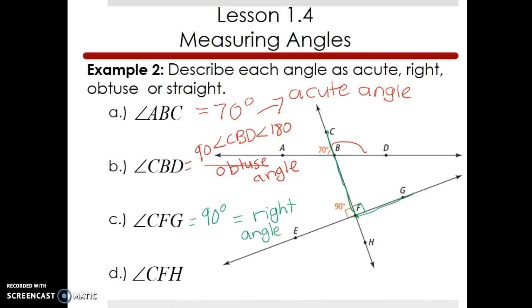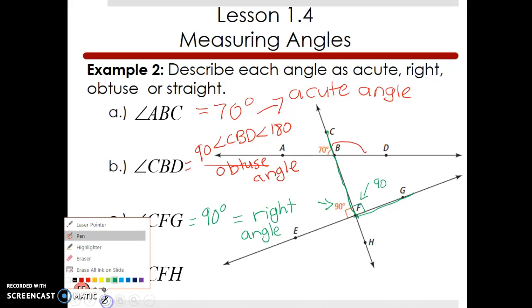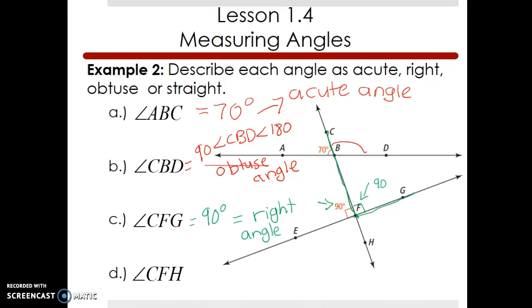You might be learning this later, but if you see that a straight line is 180, so if this half is going to be 90, that part's also going to be 90 to form 180. And the last one is CFH. So if you see that, that's the straight line. So it's a straight angle because it's a straight line.